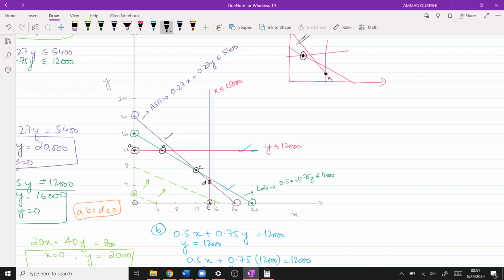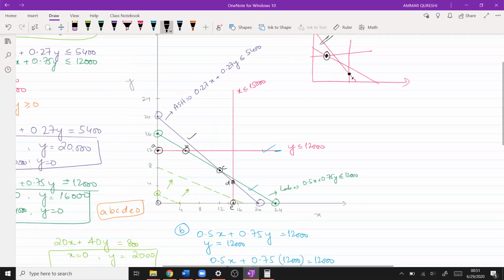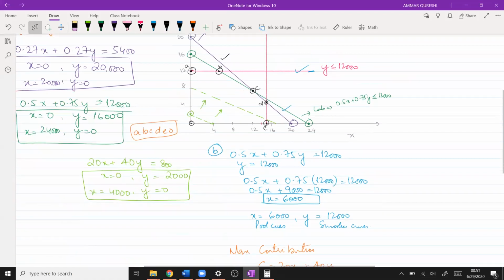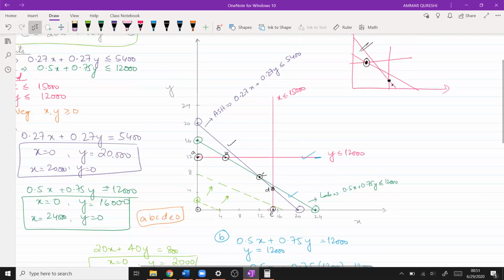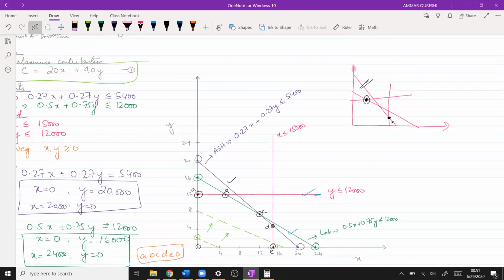But if you really want to show this, how can you show it? See, what is the solution? The solution is 6,000x and 12,000y, right? So if you really want to prove which is binding constraint and which is slack, you just need to plug these values into this equation. So 0.27 of x plus 0.27 of y should be less than or equal to 5,400, right?